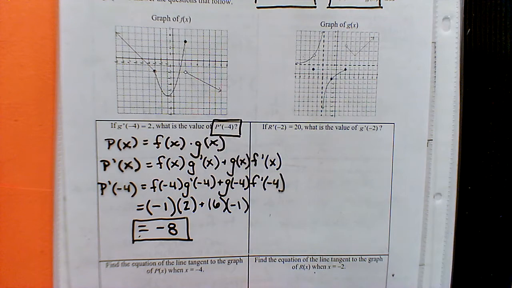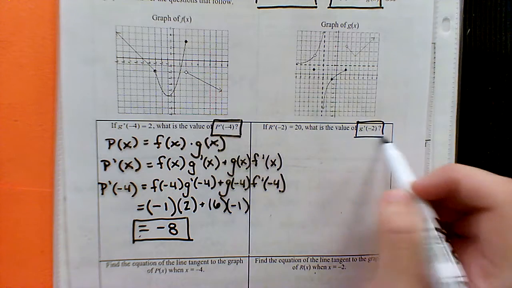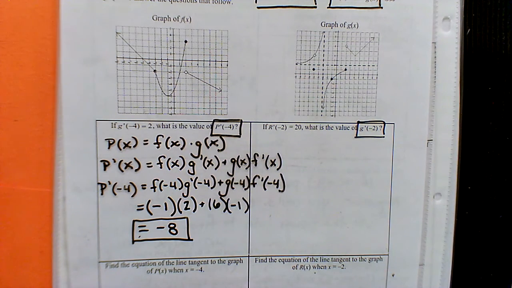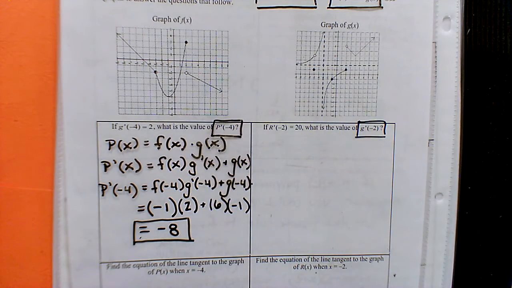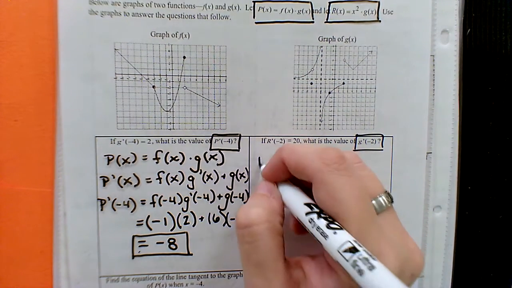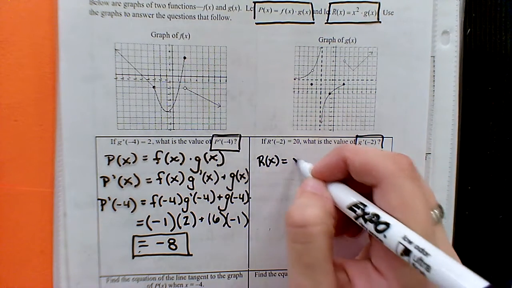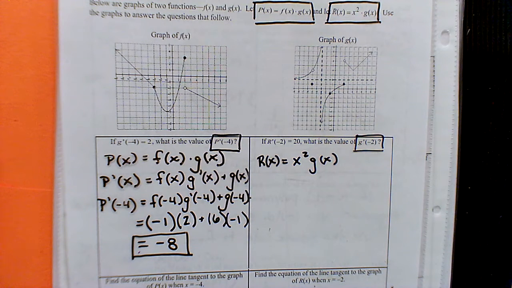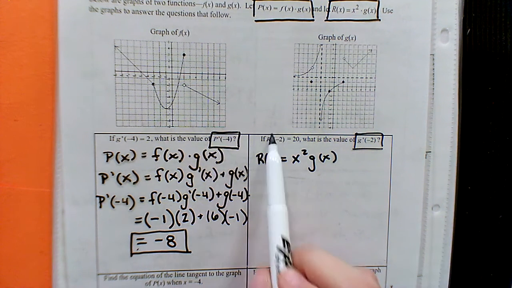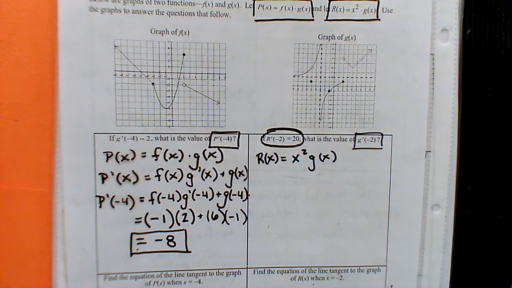R prime of negative 2 is 20. What is the value of the derivative of g at negative 2? Maybe we'll start this one off similar to how we did the other one. At the top, they give us the R equation, just like we started with the P equation. Can we figure out the derivative of R? After all, they are giving us some information about the derivative at a specific spot, so maybe knowing the derivative would be useful.